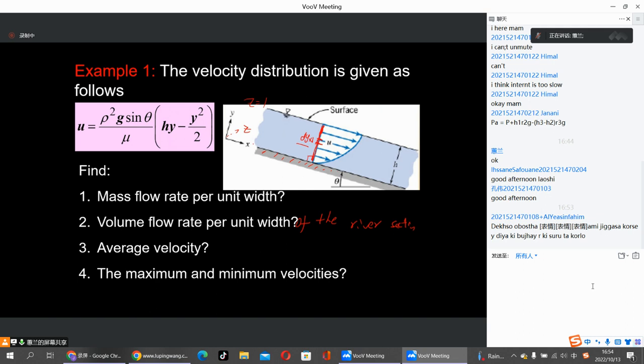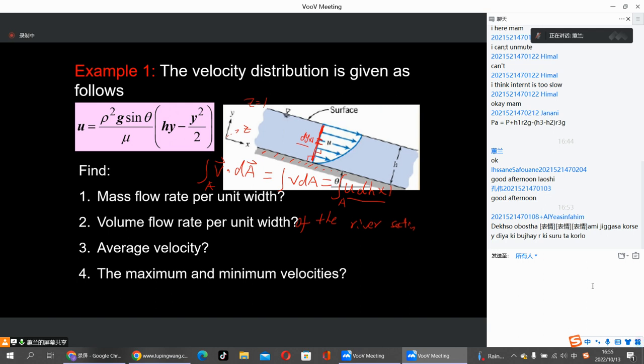According to the definition, the volume flow rate, for example, will be V dot dA, right? And because the velocity is perpendicular to the differential element area, this will be V dA. The velocity is given, so we just write down the velocity here. dA is actually equal to dH times 1, right? So this is the volume flow rate for the differential element.